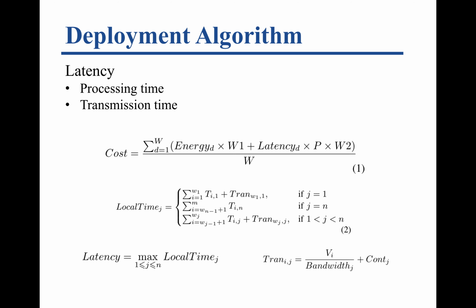Since the processing is done in a pipeline fashion, the overall latency is determined by the maximum local time among all stations and provider. For the transmission time, we simply use the linear relationship equation with the size of data transmitted and the transmission bandwidth to describe it.